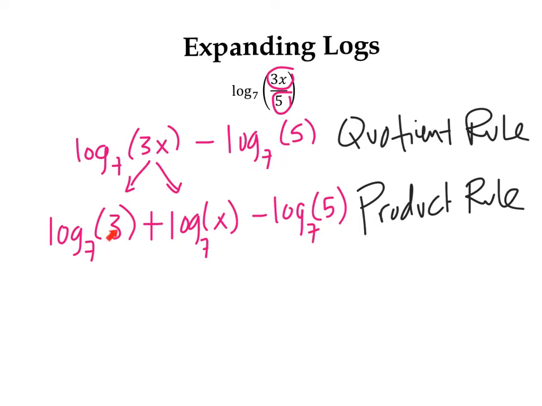Now that I have individual terms in every single one of them, I have expanded this as much as possible. So this log base 7 of 3x divided by 5 is the same thing as saying log base 7 of 3 plus log base 7 of x minus log base 7 of 5. Notice how all three logs have the same base, which is why they're all connected together.